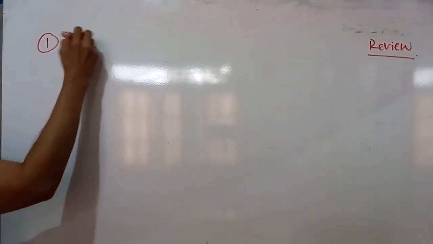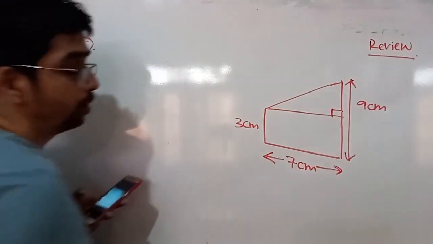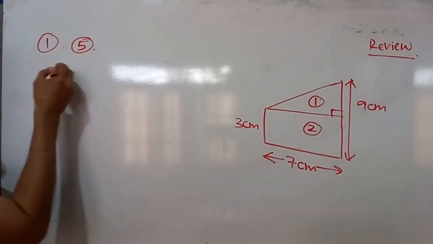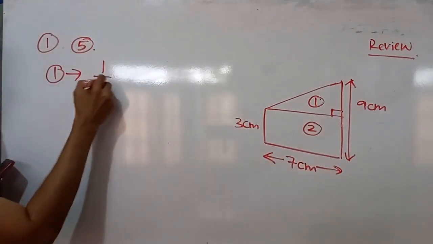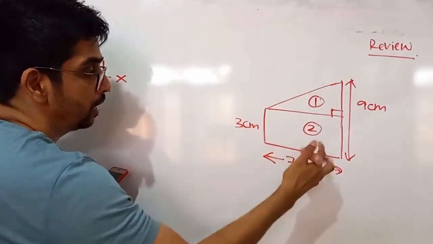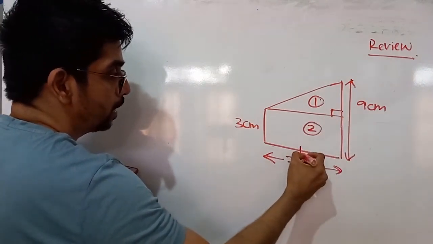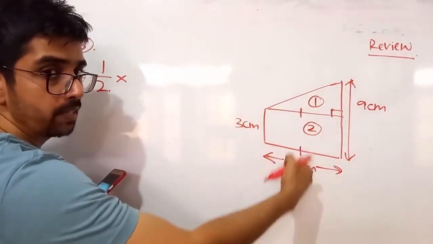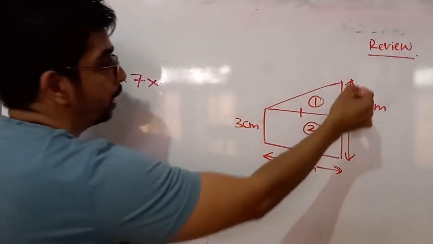So in the 5th part, we have a composite figure. Okay. So here we have a triangle and a rectangle. Triangle and a rectangle. Right. So we will first find the area of the triangle. Right. So half into base. So this is 7 centimeters. So this is what? Number 2. This is a rectangle. So if this is 7 centimeters, this is also 7 centimeters. Why? In a rectangle, opposite sides are equal in length. Okay. So the base is 7 multiplied by perpendicular height.